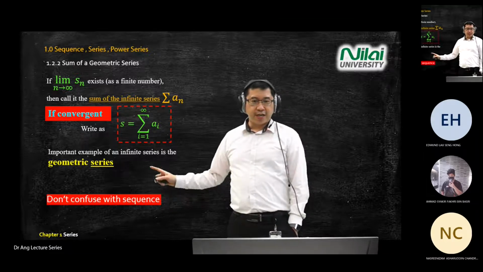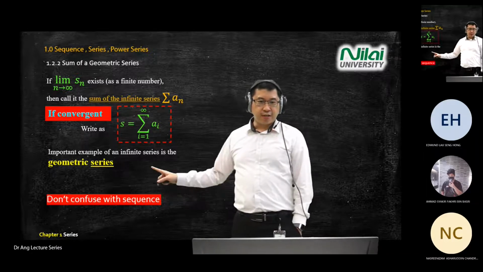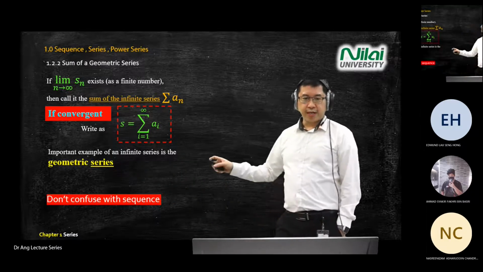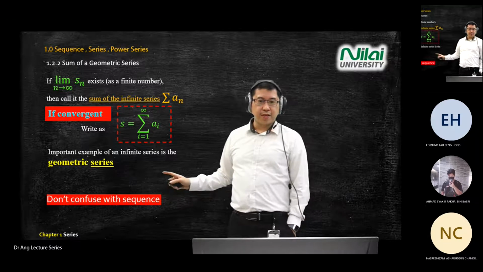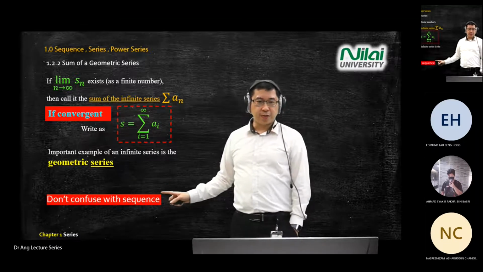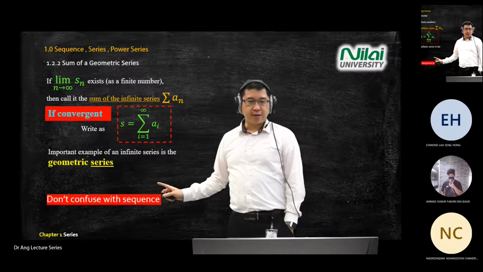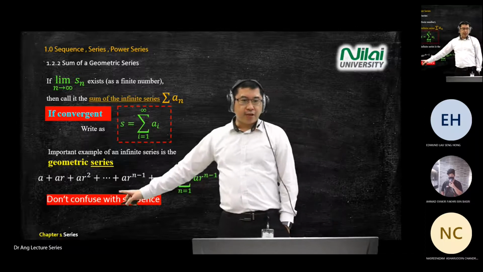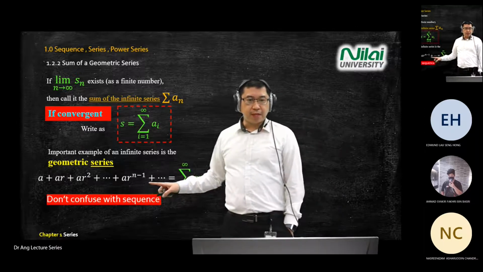The blue dot is the sequence. The red dot is the series. Again, if you don't understand what a sequence is, go to the previous video already in the Moodle. There's a link there. Click and rewatch the video. I think you're familiar with this mathematical model.